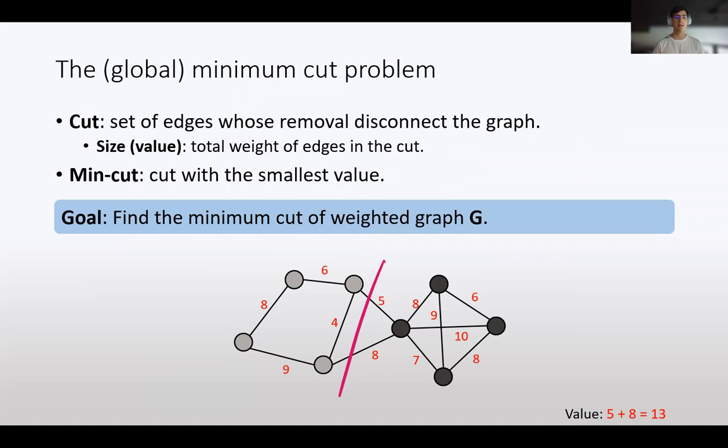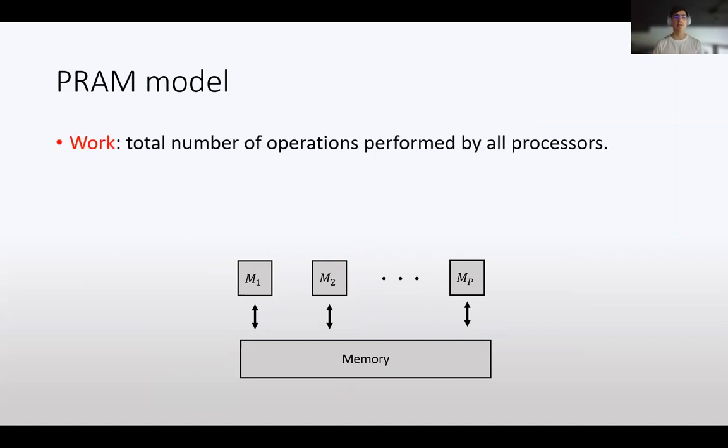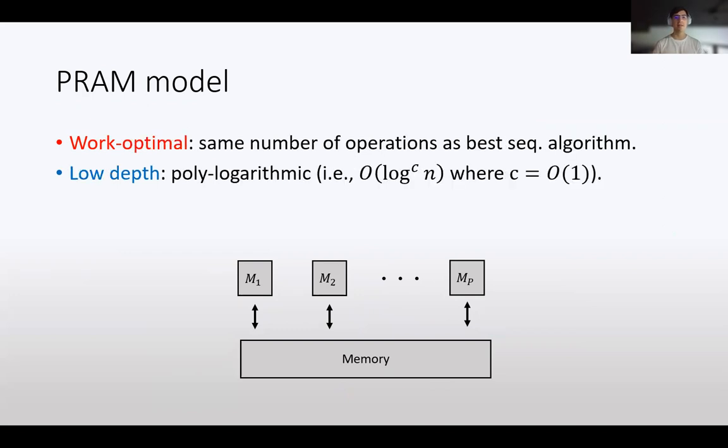Next, I will briefly overview our parallel model of computation, the parallel random access machine or PRAM model. The PRAM is proposed as a natural parallel extension of the sequential RAM. In short, it consists of a set of independent processors, each a sequential RAM, that communicate through an unbounded shared memory by means of reading and writing instructions. To analyze the complexity of PRAM algorithms, we use the work and depth measures. The work is defined as the total number of operations performed by all processors, and the depth as the number of parallel steps required by the entire computation.